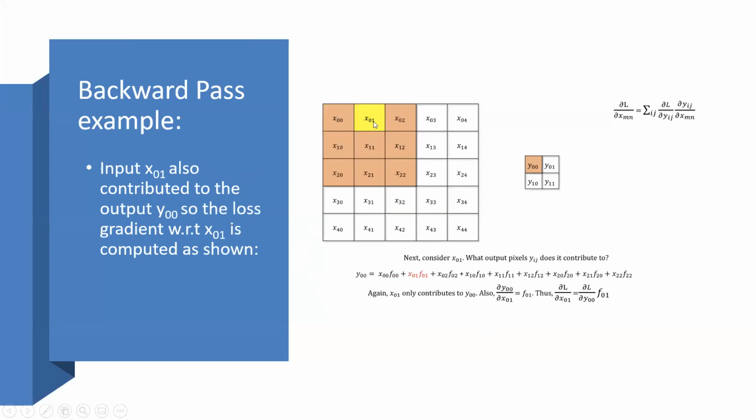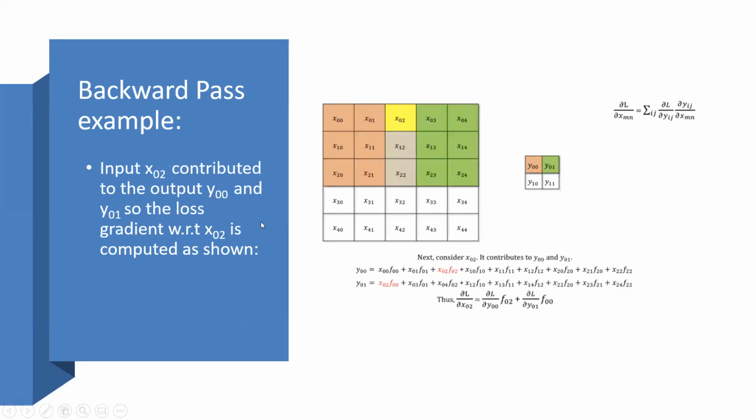Then we also take an example of x01. x01 produced the output y00 from this equation, and the filter f01 was the one that was used to convolve with it. So the loss gradient with respect to x01 is just going to be the loss gradient of the output it contributed to, times the filter position of the filter that convolved with that input.